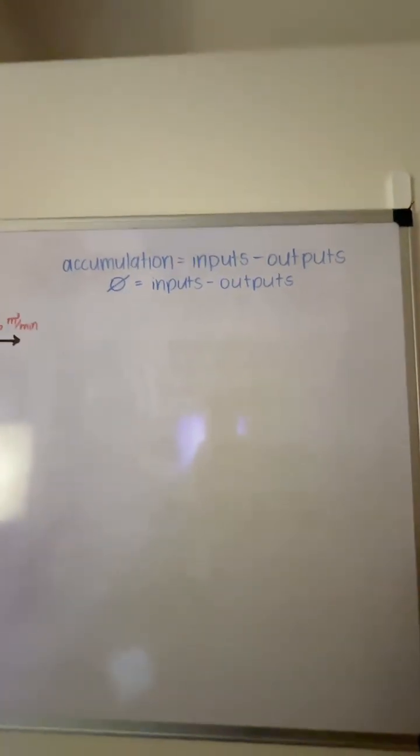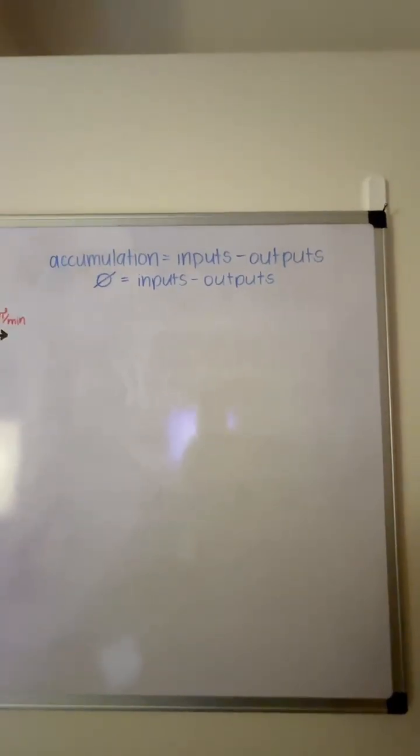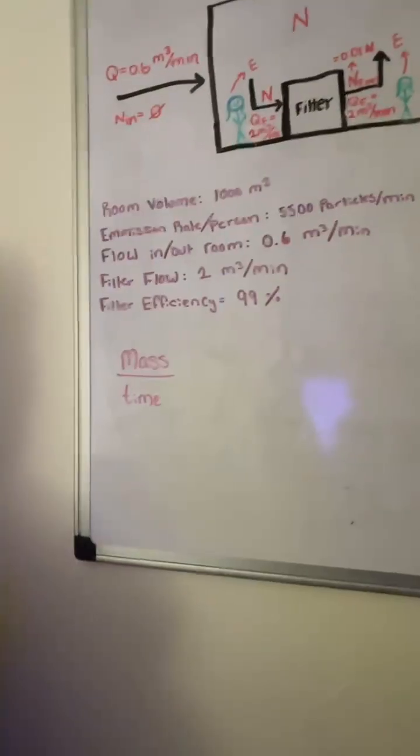This is our material balance in written form. It's always accumulation is equal to inputs minus outputs. Since in this case we're trying to find the steady state, we have 0 is equal to inputs minus outputs. The units for each input and output term in the material balance have to be mass over time.